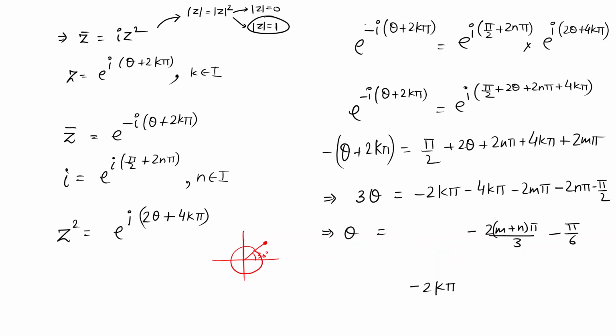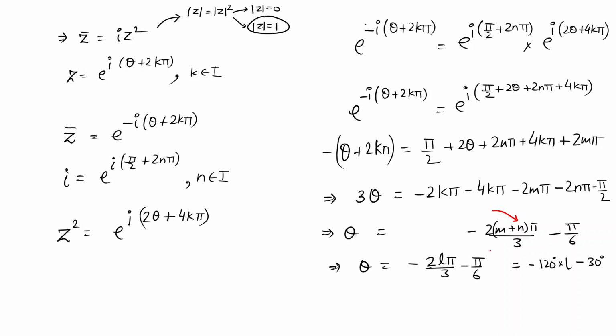So I will exclude that minus 2k pi and just think in terms of m and n. m plus n is also going to be an integer because m and n are random integers. So m plus n, I will replace it by L, another integer, and I will start putting values for L. So 2 pi by 3 is 120 degrees if you like degrees, and minus 30 degrees, and then I can start putting the values of L, and then I will see how many distinct solutions I get. If L is equal to minus 2, I get 210 degrees.